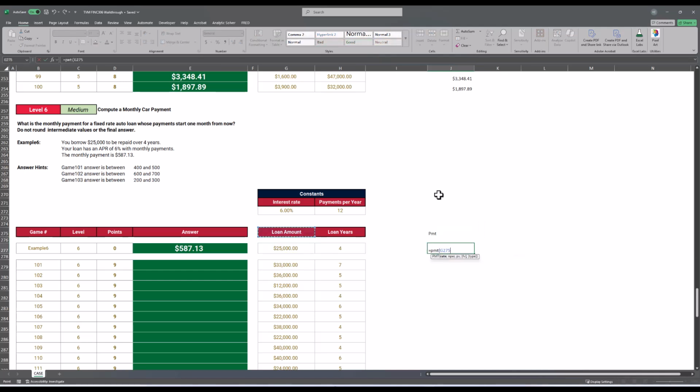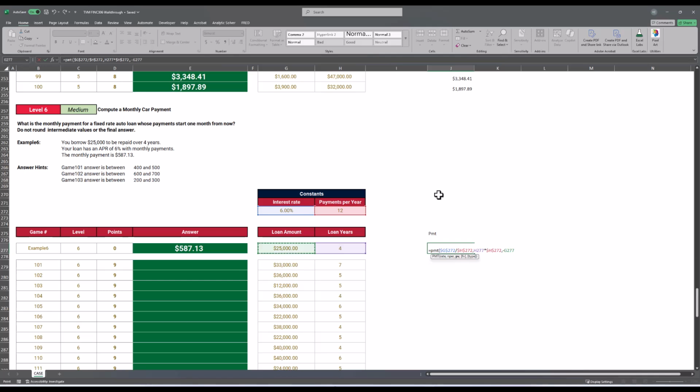My annual rate is going to be the interest rate, lock it in, divided by number of payments per year. Also lock that in so I can copy later. Number of periods is the number of years for this specific loan times the number of payments per year. And lock that in.